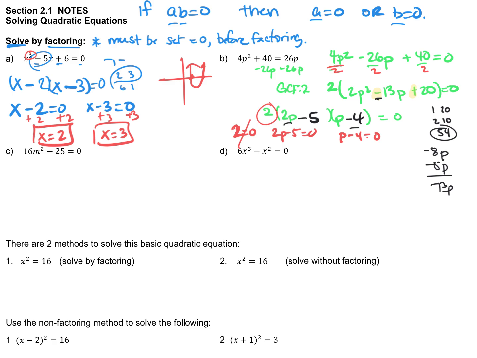Okay, so here, let's solve for p. If I add 5, I get 2p equals 5. And then if I divide by 2, I get p equals 5 halves. Here I'm going to add 4. So p equals 4, and p equals 5 halves.